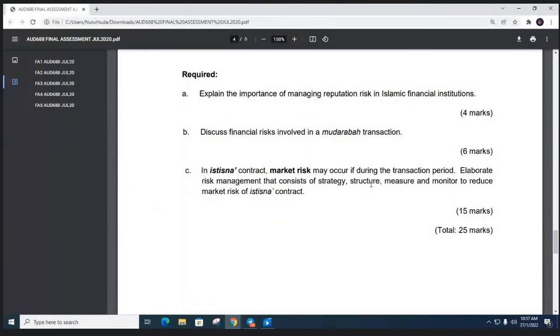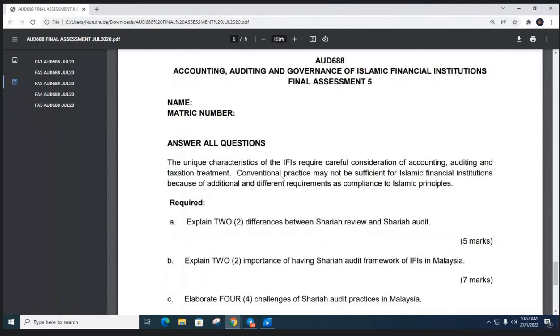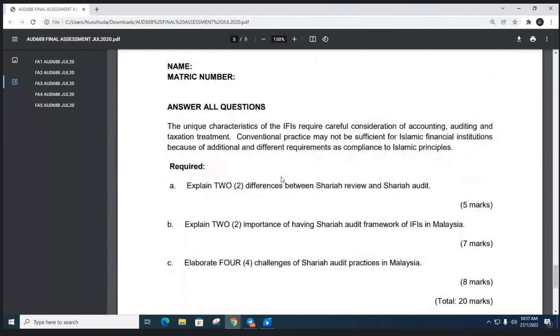And then difference between syariah review, syariah audit, I rasa direct di soalan ni. Okay. Importance of having syariah audit framework. Anyone? Sorry lah ya, baru baca lagi. What are the importance of having syariah audit framework?